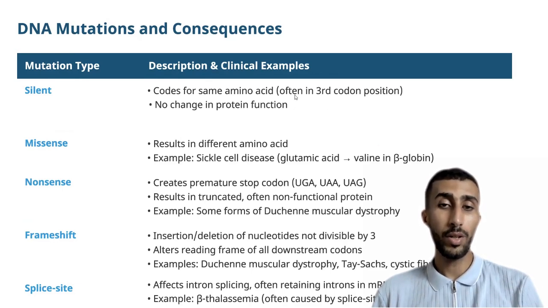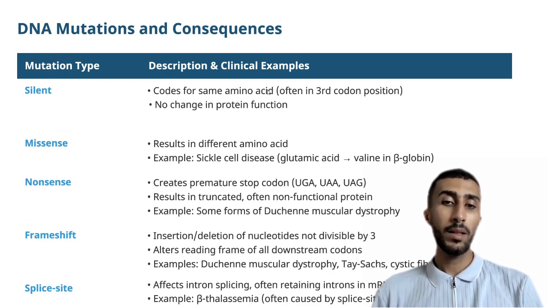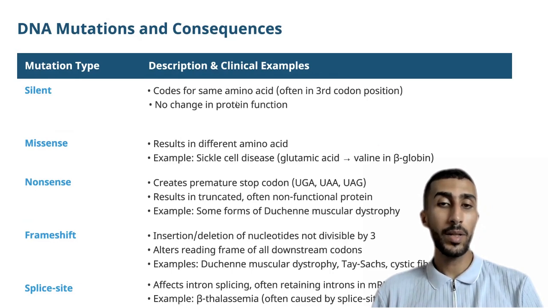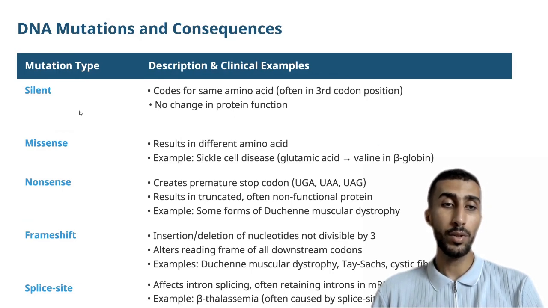This often occurs in the third codon position. So if we get a defect in the third codon position, we may end up with the code for the same amino acid, and there is no change in the protein, and everything is very good here. So this is the silent mutation.